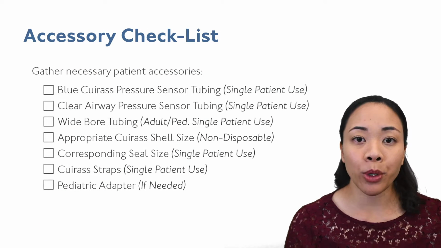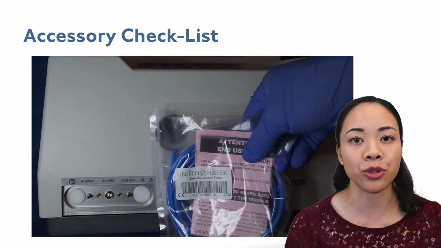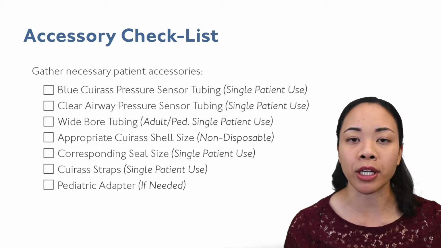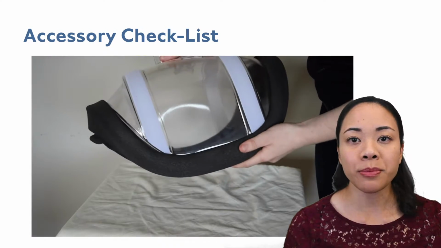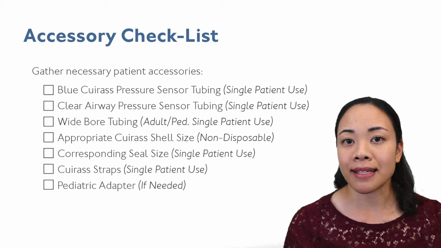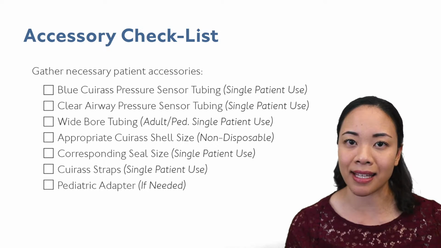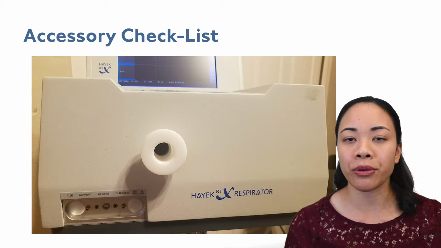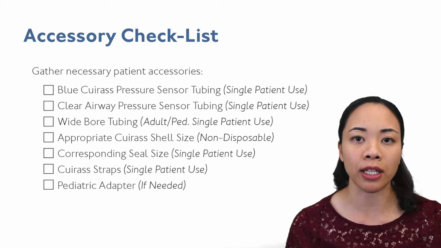Now that we've gathered the appropriate Cuirass shell size, we now need the following material: blue Cuirass pressure sensor tubing, clear airway pressure sensor tubing. This is if monitoring for apnea or utilizing the synchronized mode. Widebore tubing, a corresponding seal size to the Cuirass shell size. So say, for example, you happen to have a size 8 shell that you need a seal for. Make sure you look for the sticker that identifies the size 8 seal size. And lastly, Cuirass straps. If utilizing sizes 0 through 3, you'll also need a pediatric adapter or pediatric widebore tubing instead of the regular widebore tubing.